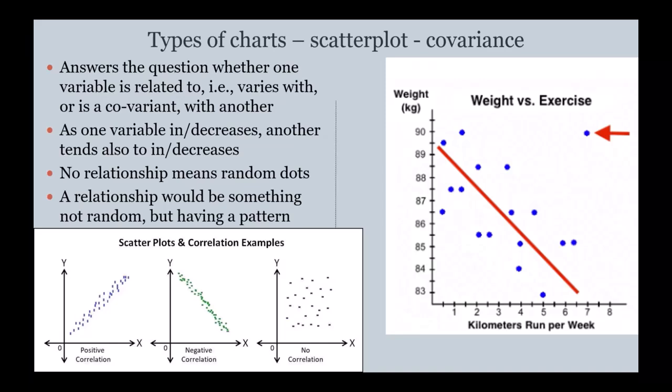You'll notice the blank areas. If it's completely random, there wouldn't be big blank areas. So it seems that these two things are related, and they usually draw a line to show the mathematical relationship between the two. But these dots are sort of near this line here, so there seems to be a pattern. As you increase in running, let's say, you're decreasing in weight.